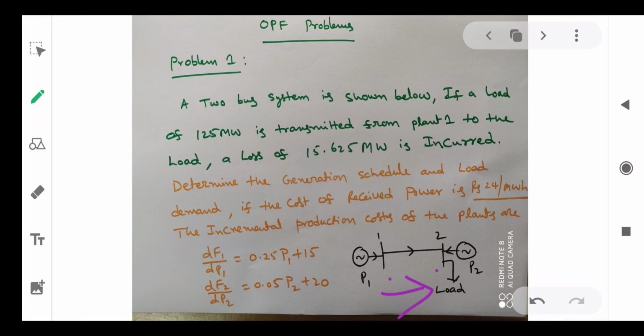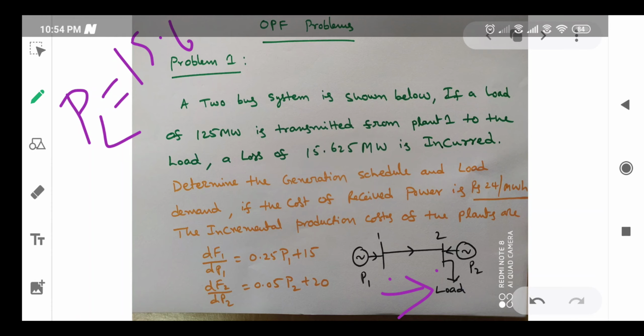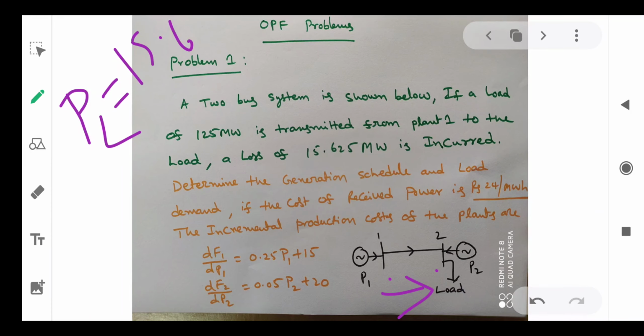of 15.625 megawatts is incurred. So that is PL. PL is given, equal to 15.6 megawatts. Determine the generation schedule and load demand. So PG and PD must be obtained from the problem.